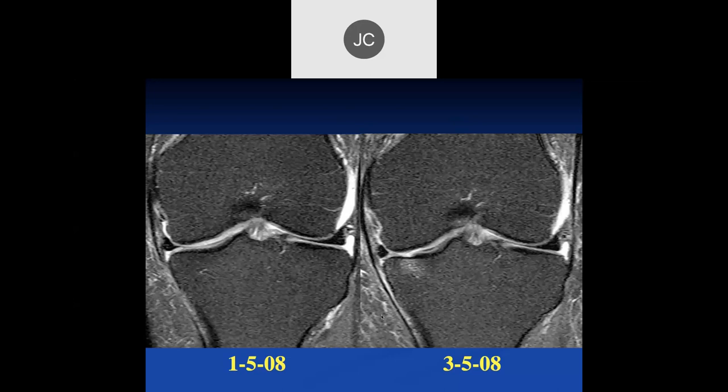So we have two coronals of the knee, one dated January, and then a follow-up in March. The January one looks relatively okay, maybe some blunting of the free edge of the medial meniscus, but the follow-up shows, I think, a little more blunting and some cartilage loss and subchondral edema.